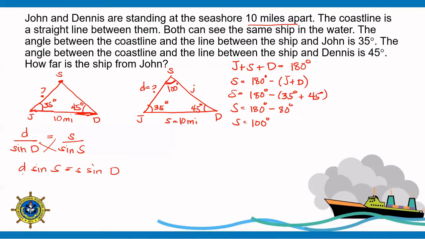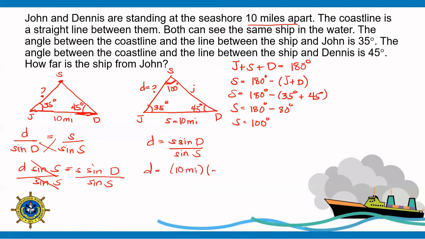So para ma-solve natin ang value ng D, dedivide natin both sides of the equation by sine S. Yan. So makakancel ngayon yung sine S. Kaya ang D natin na magiging formula is S sine D over sine S. So substitute lang po natin. So ang value ng S natin is 10 miles. Ang value ng D natin for sine D, so you have 45 degrees, over yung ating sine S. Ang S natin is 100 degrees.